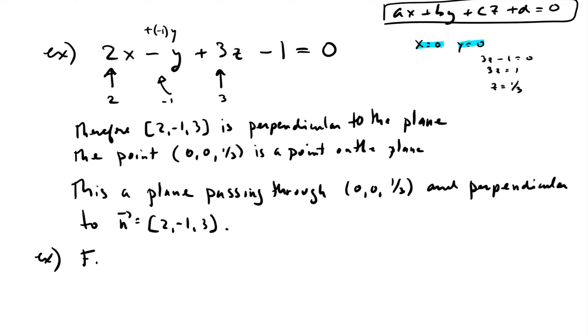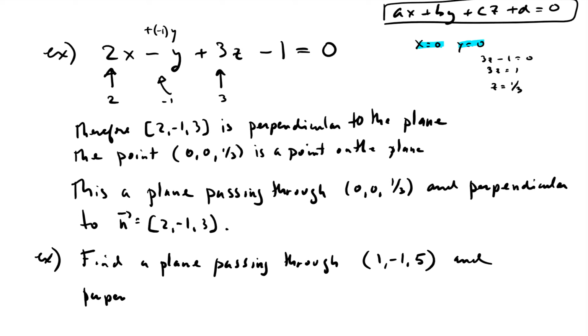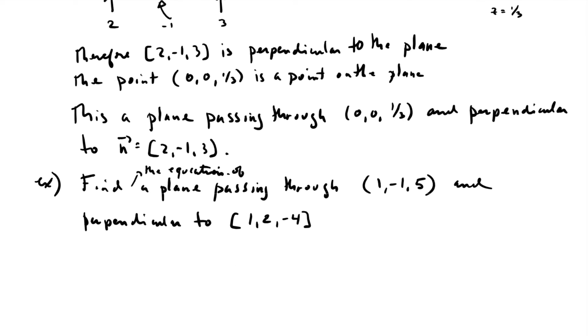Maybe another example, find a plane passing through (1, minus 1, 5), doesn't matter, and perpendicular to, I don't know, (1, 2, minus 4). I want to find the equation of a plane. So how do I do this? Well, this is my n. This is p0. So all I need to do is write it in point normal form.